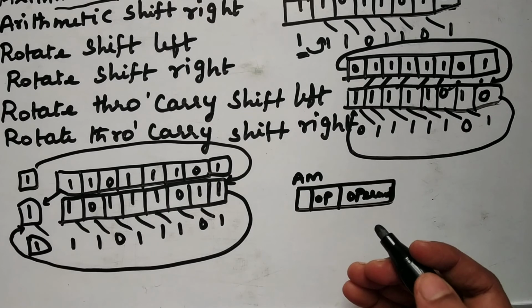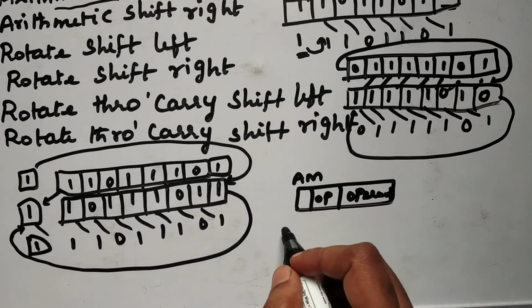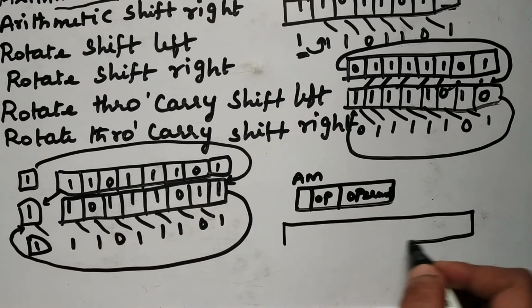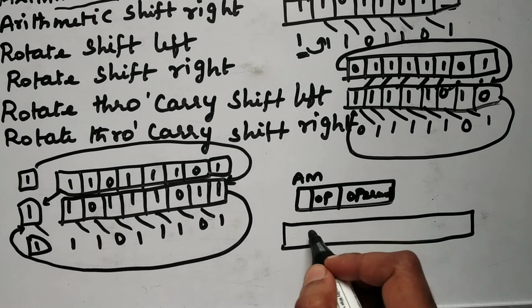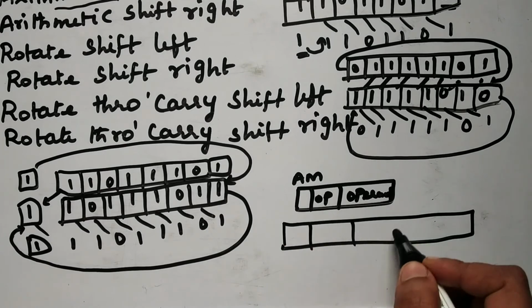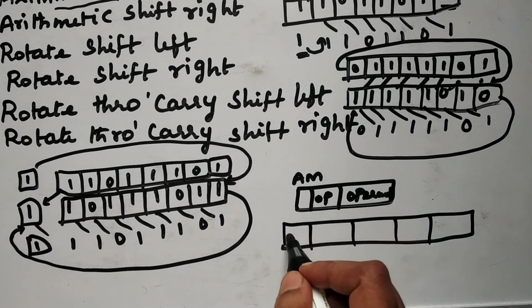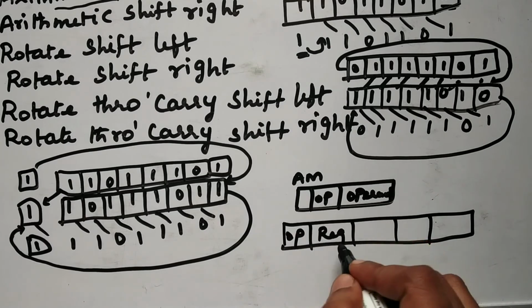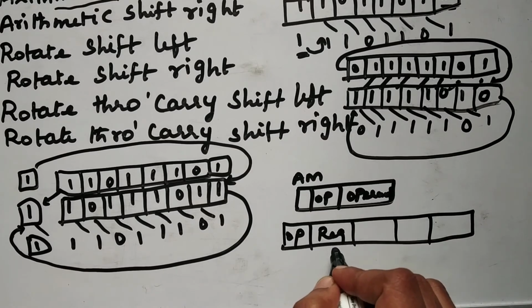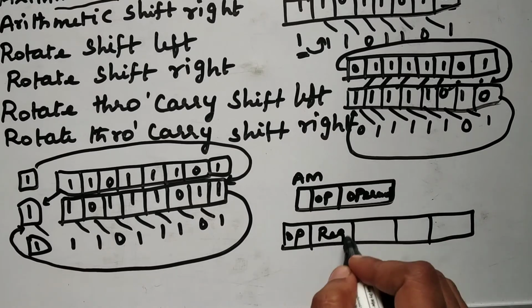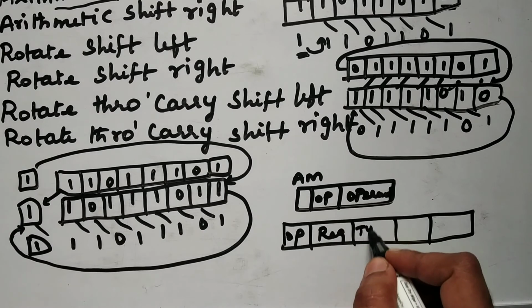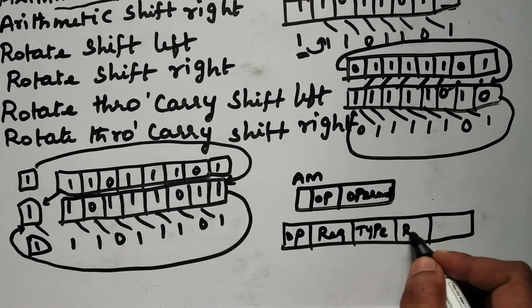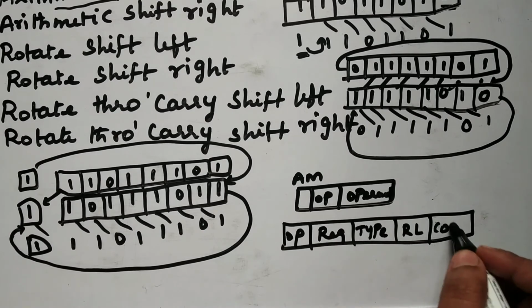For a shift instruction, the instruction format may vary. Instead of 3 fields, it consists of 5 fields. The first is opcode, and the next is register, that is, the operand we are fetching, which is stored in a register, and which register it is stored in is mentioned in this field. The next is type, then RL, and then count.